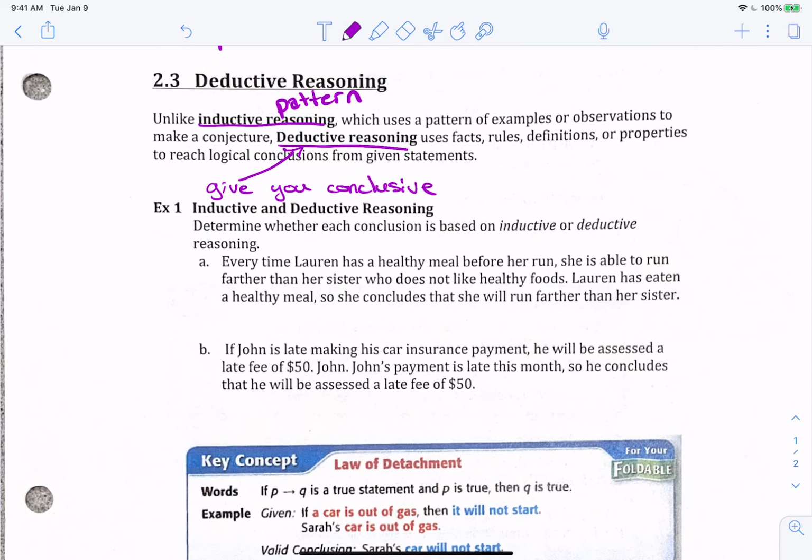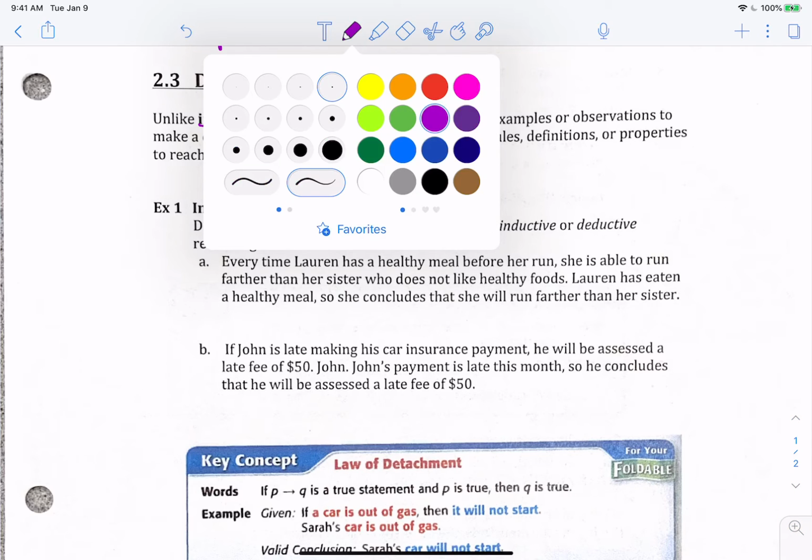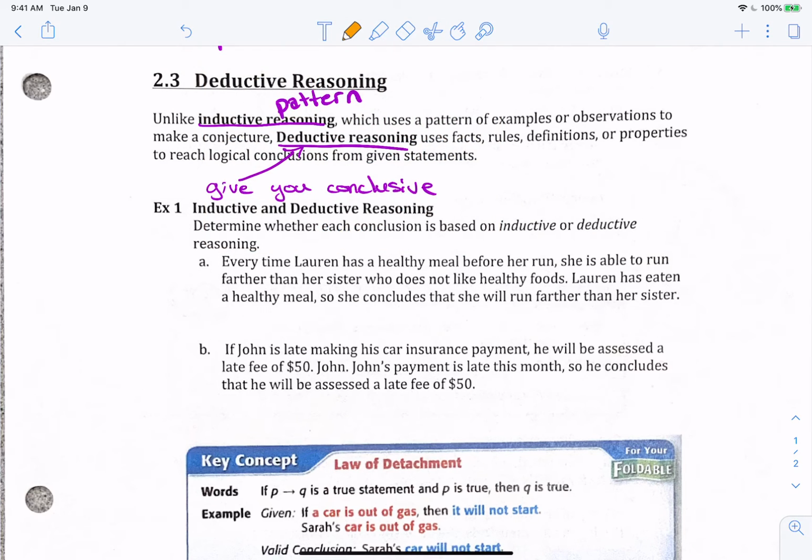Example 1, determine whether each conclusion is inductive or deductive. Let's go through one more thing. Inductive uses patterns or observations to make a conjecture. Deductive reasoning uses facts, rules, definitions, or properties to reach a logical conclusion from given statements. All right, determine whether each is inductive or deductive. We're going to use an I or a D.